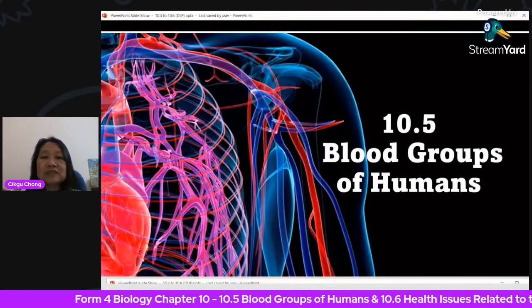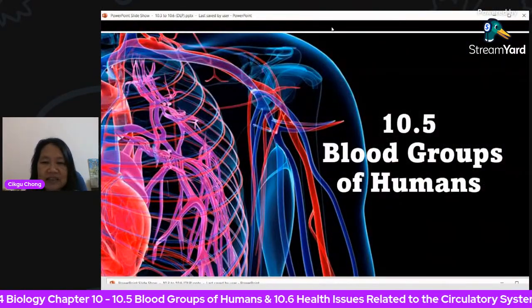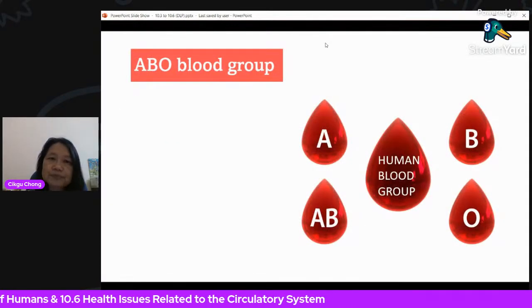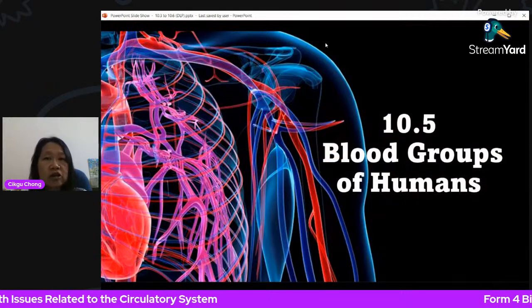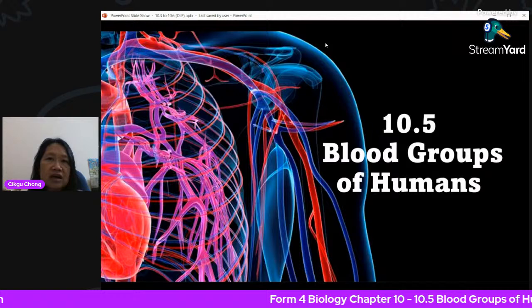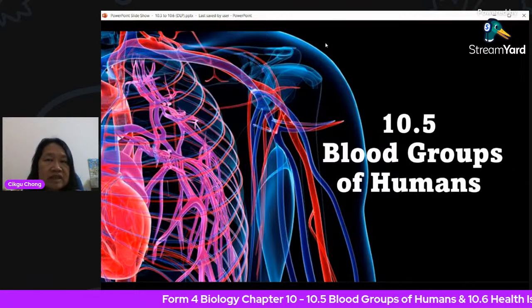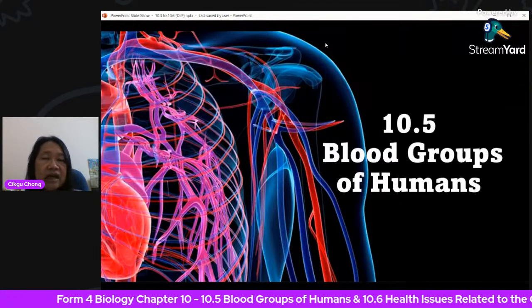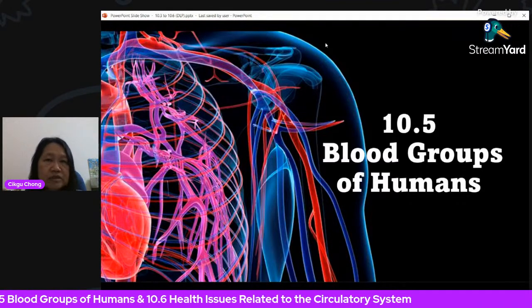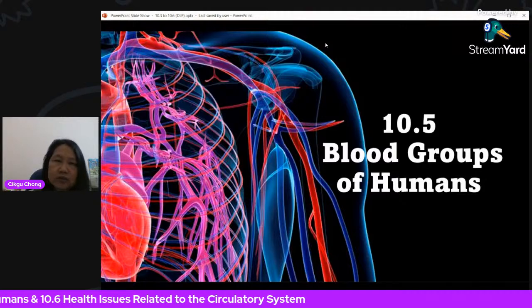So today's class is actually very simple. You have learned some of it in Form 3 before, that was 2 years ago, when you learned about blood groups of humans. So we are just revising a little bit, and we also have to add on this rhesus factor. Rhesus factor is the determination of the type of blood based on another type of antigen. That's why you have your O positive, O negative, A positive, A negative, and so on. Okay, so I'm going to start now.